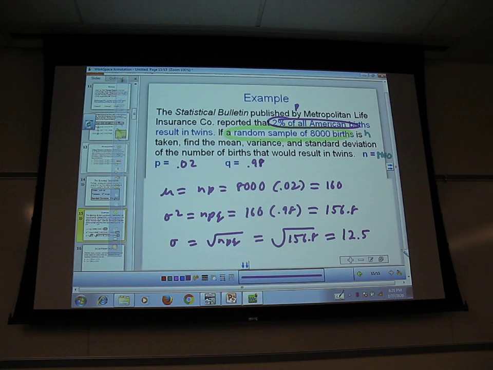Okay, good deal. So why don't you guys do problems 9, 10, and 11, all the rest of the page. Just work on them.